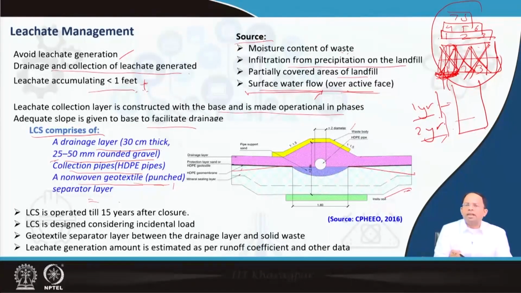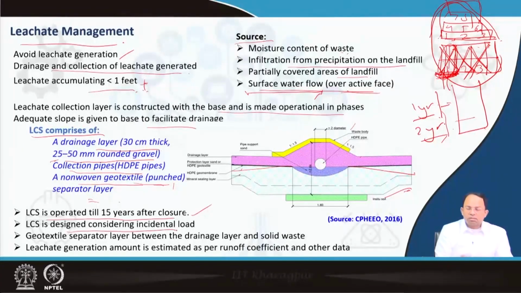So the drainage network has to be constructed, and this drainage network is operated till 15 years after the closure. So that means once the landfill is fully completed, we put a cover above it. After that, it keeps on operating for the next 15 years. So that means there would be infiltration during the next 15 years, and that also needs to be collected. And that means the leachate management system has to be kept in operation for the next 15 years after closure, right?